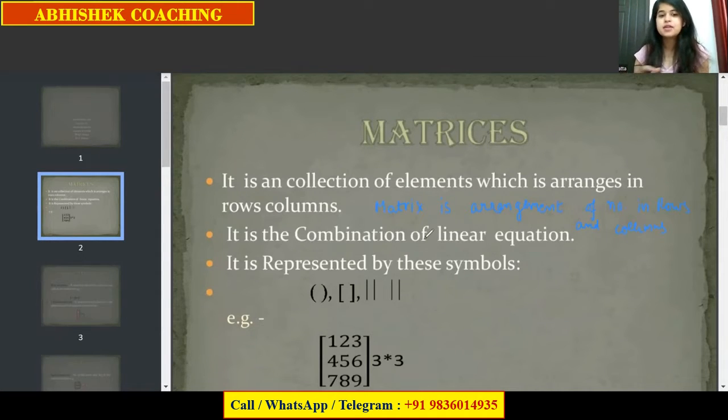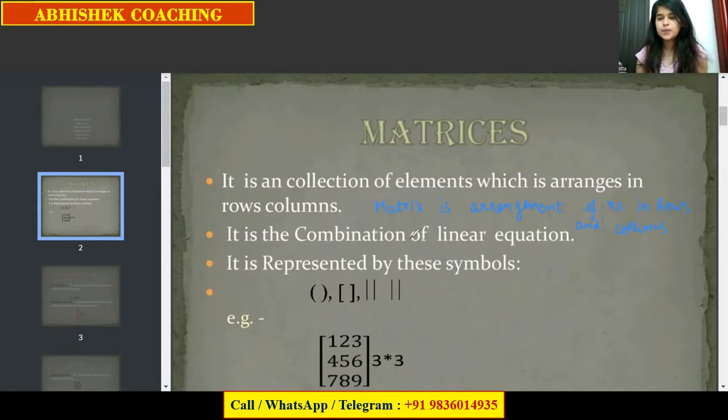Next point, it is a combination of linear equations. Skip that part. I will explain it afterwards, because it is an application of matrix. Firstly, we should know the basics of matrix. So you have to know what is matrix first. Matrix is an arrangement of numbers or elements in rows and column form.